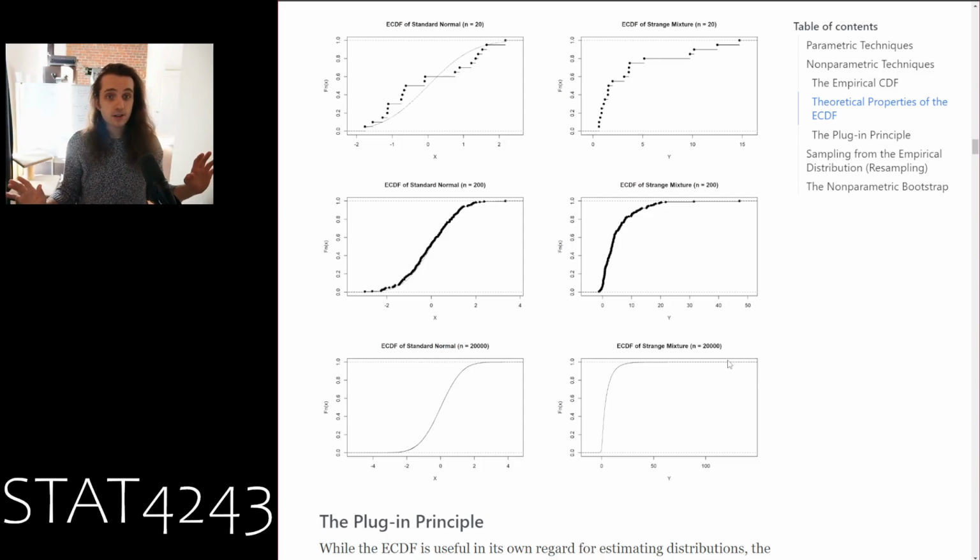And so how does this all help us? Well, on one hand, this is just another example of a nonparametric estimator, right? The empirical CDF is a nonparametric estimator of the distribution function. However, the empirical CDF here is also going to give us a way to generally form nonparametric estimators for any parameters that we care about, right?